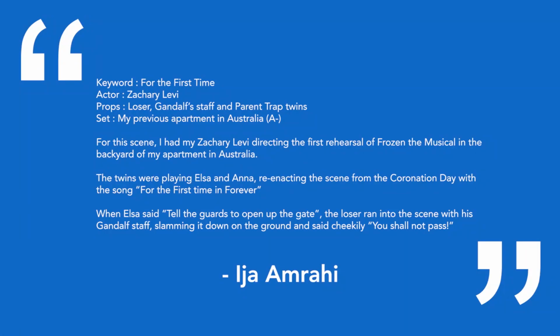Next, we have Ija. Ija always comes up with good stuff for Make a Movie for Ja. Now, this is, again, a character that doesn't in and of itself matter that much, but it's a major component in other characters. And the keyword is for the first time. The actor is Zachary Levi, in her case, to represent the ZH. And then the props are the loser, Gandalf's staff, and the Parent Trap twins. Good choice of the Parent Trap twins. Yeah. The set is her previous apartment in Australia, which represents A. So perfect. We got everything here.